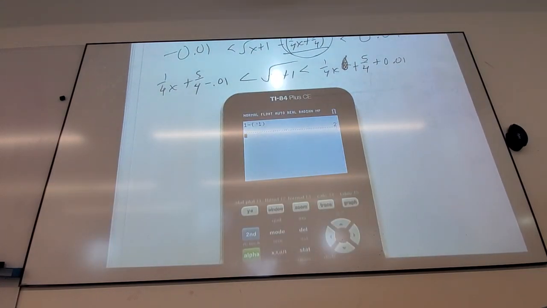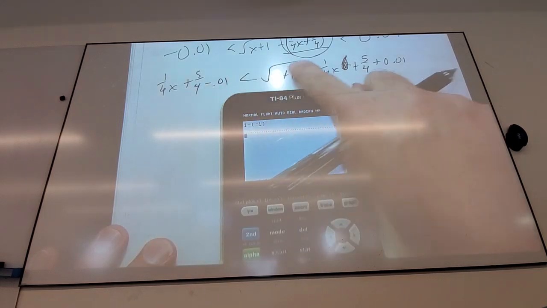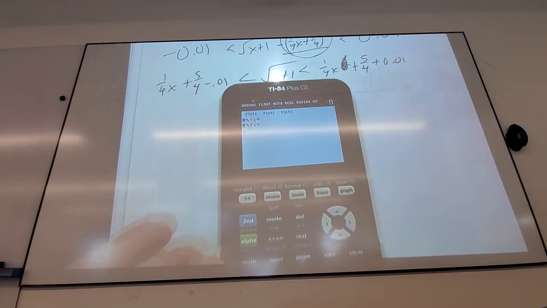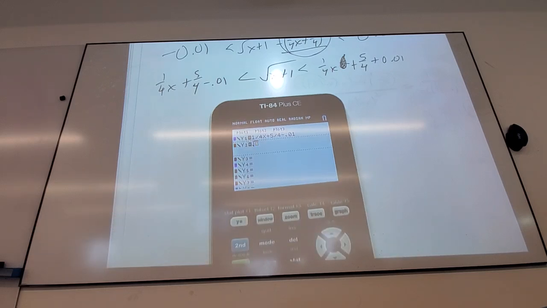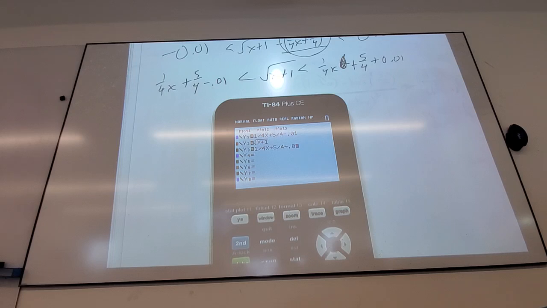I'm going to put these in one at a time in order here. I'm going to put y equals, clear this other stuff that's going on. 1/4 x plus 5/4 minus 0.01. And then I'm going to put square root of x plus 1. And then I'm going to put 1/4 x plus 5/4 plus 0.01. Thank you for that play-by-play, Jeff. Okay.